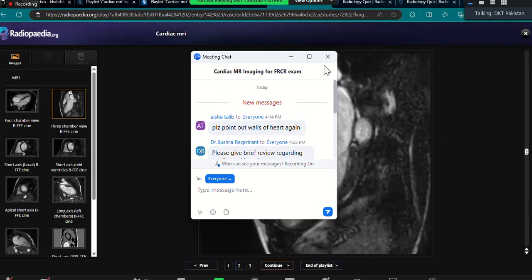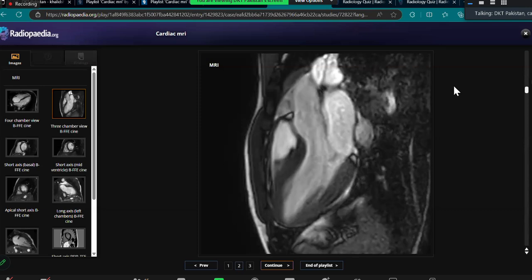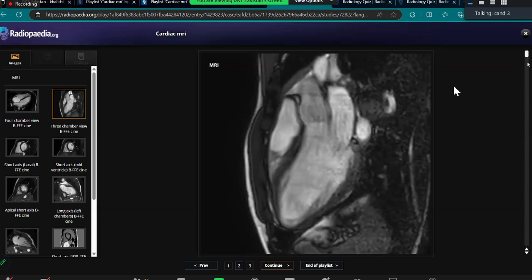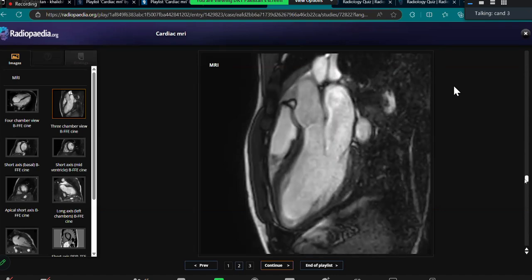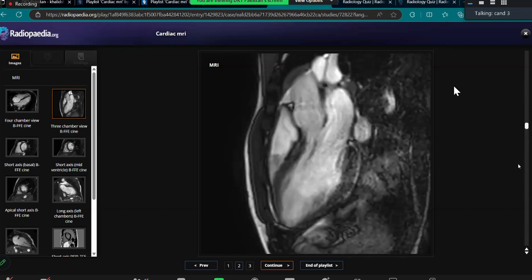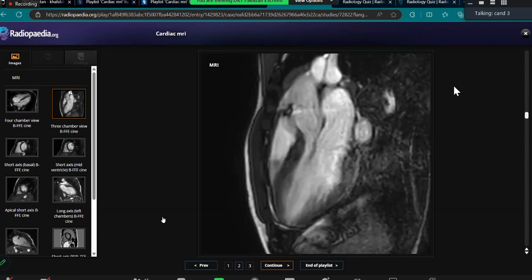Okay, so this is a three-chamber view in which you can see the aorta. This is the left ventricular outflow tract, which is showing you the aorta as well. So I can see the left ventricle, the aortic valve and the aorta. Here I can see that there is a slight bulge of the anterior wall of the left ventricle, it may be just positional or due to motion. I will confirm these findings on short axis.